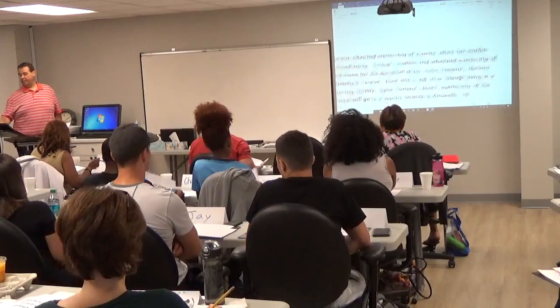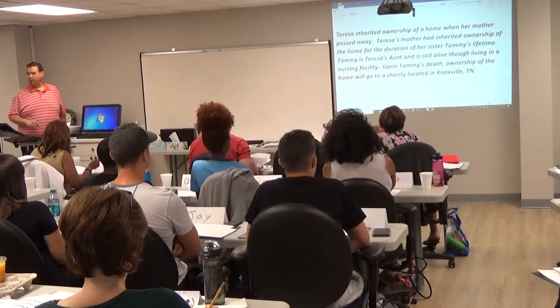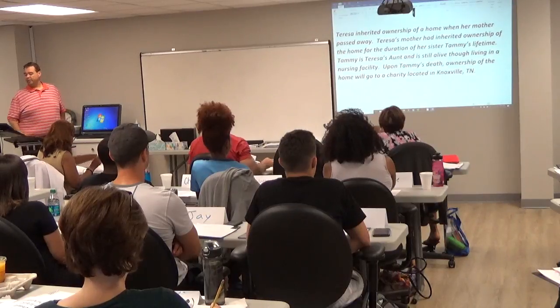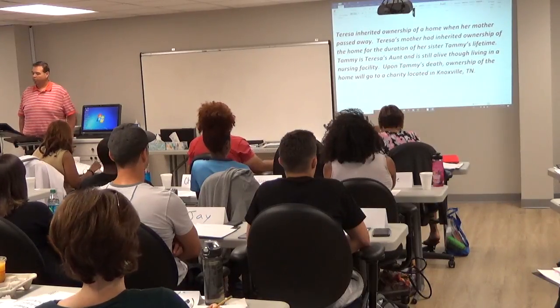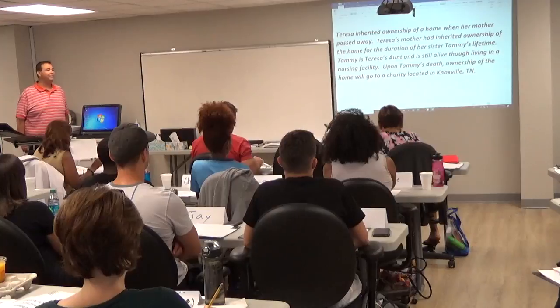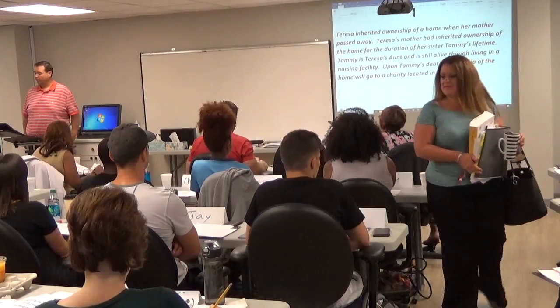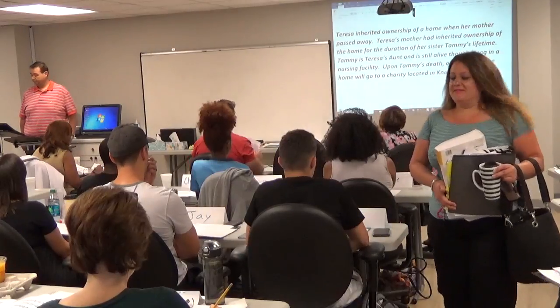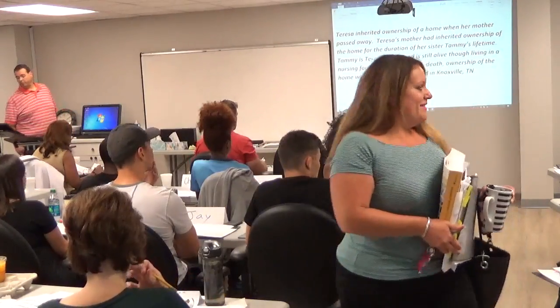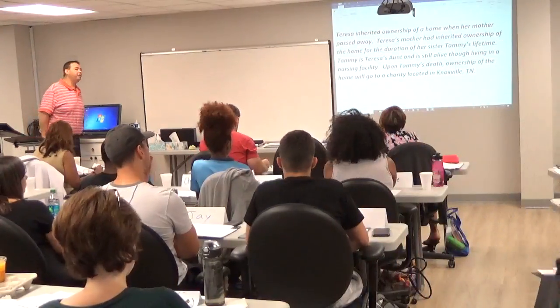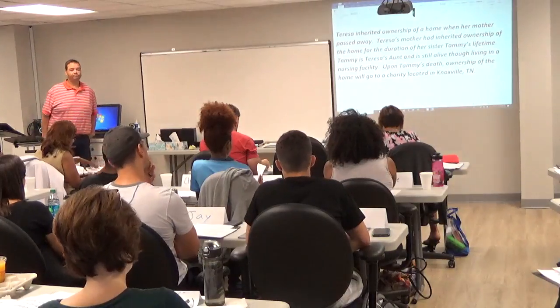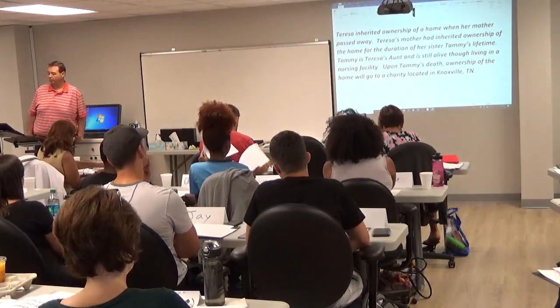And then finally, Teresa inherited ownership of a home when her mother passed away. Teresa's mother had inherited ownership of the home for the duration of her sister Tammy's lifetime. Tammy is Teresa's aunt and is still alive and living in a nursing facility. Upon Tammy's death, ownership of the home will go to a charity located in Knoxville, Tennessee. She only got one left.